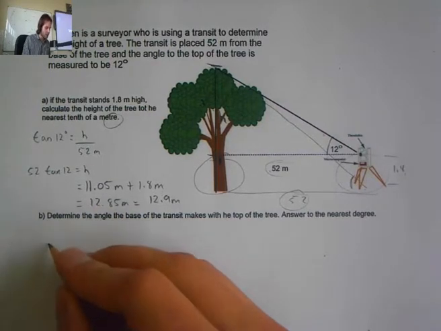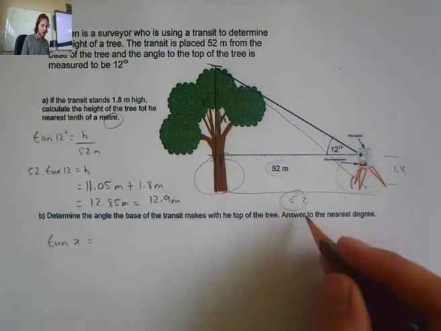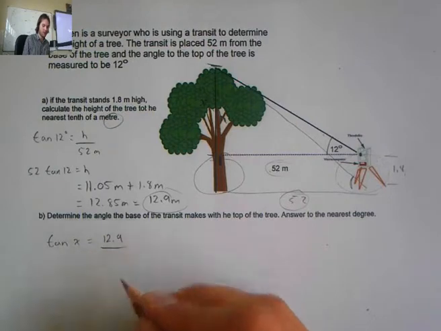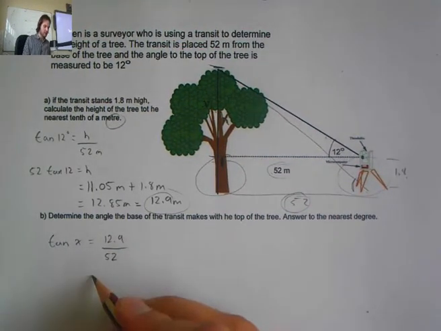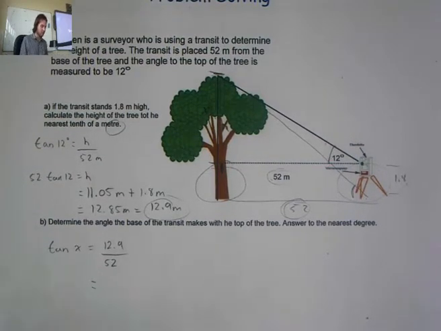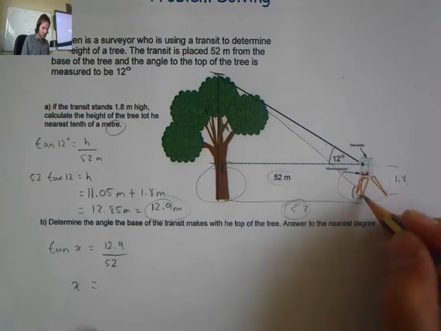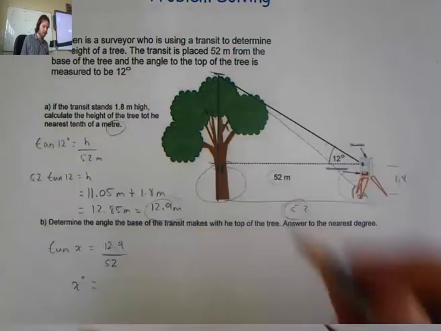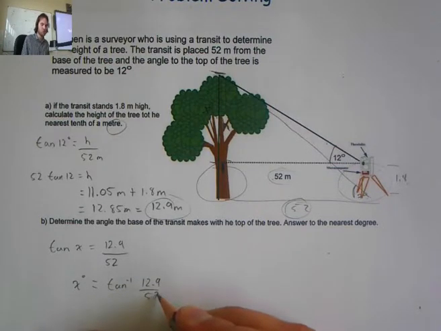So let's take a look here. I'm going to have tan x is equal to my opposite, which is my height of the tree, 12.9, divided by my adjacent, which is 52. All right? Continue this here. I want to rearrange this, so I'm going to have angle x, or my elevation from the base, is going to be equal to the inverse of tan of 12.9 divided by 52.